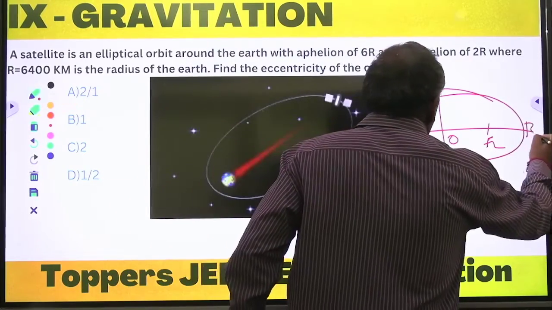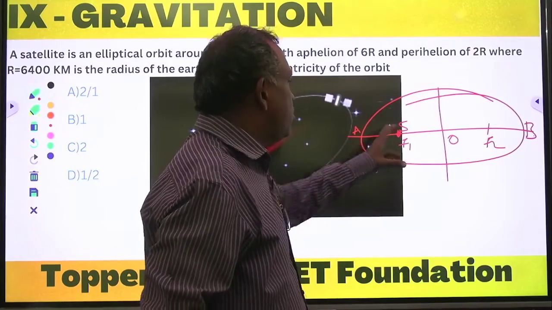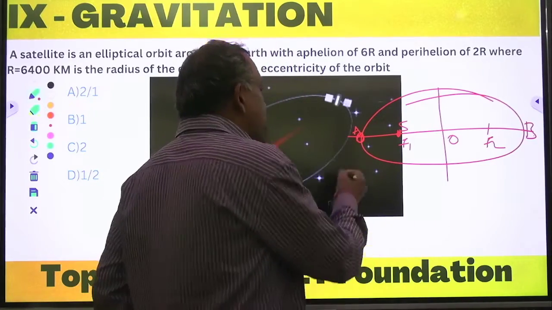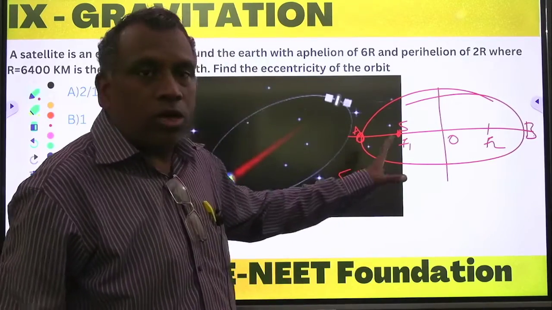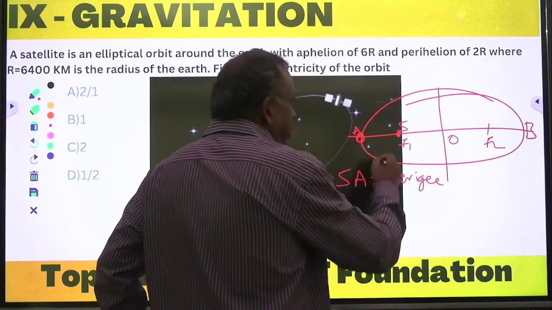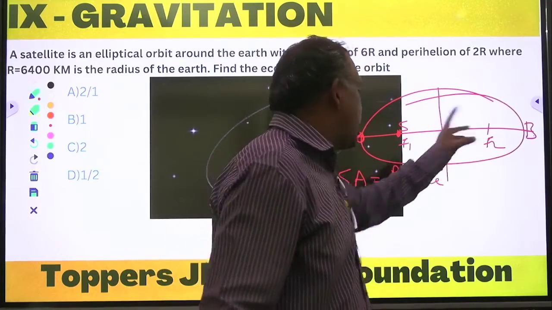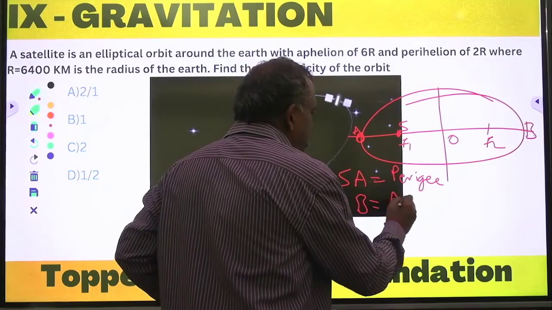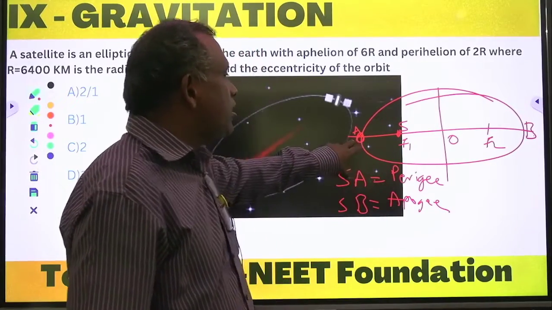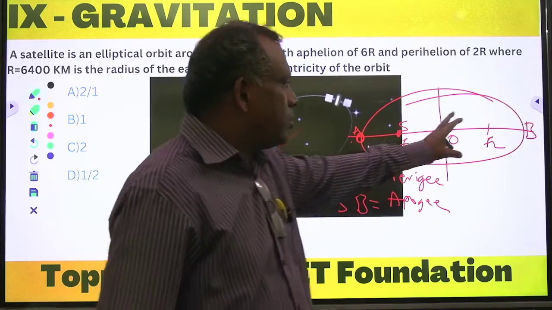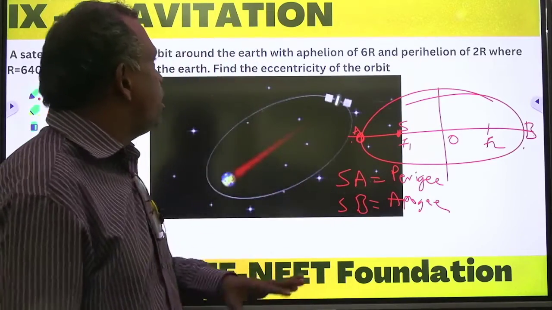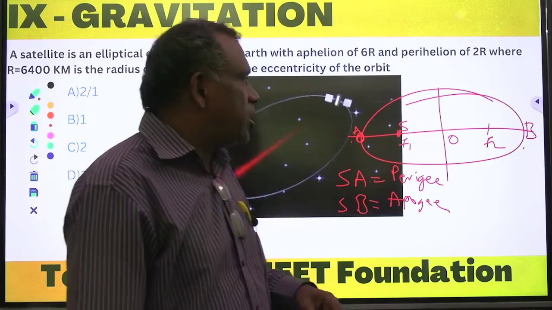From the Sun, the closest point on this orbit is A. So SA is the closest distance, which we call the perigee (perihelion). And the largest distance, which is SB, we call the apogee (aphelion). These are the two things we have to remember. Here they are 6R and 2R, and we have to find the eccentricity.